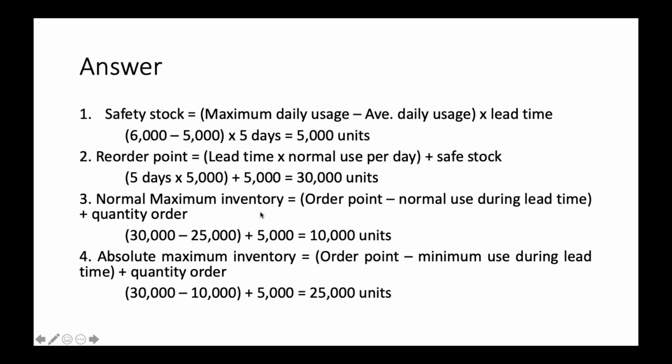Now, the normal maximum inventory, the formula is order point minus the normal usage during lead time plus the quantity order. So our order point is 30,000. Our normal usage is 5,000 units times the lead time of 5 days. So we have 25,000.